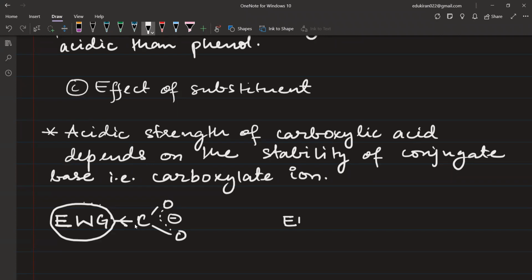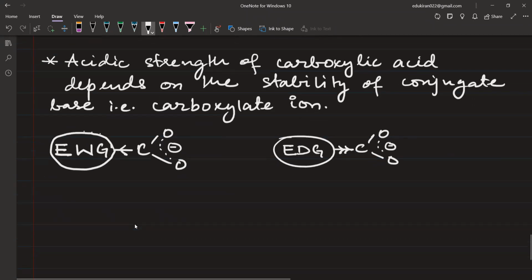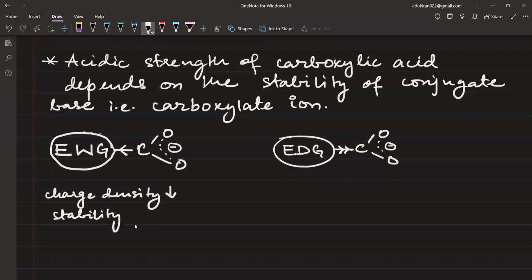And if you have electron donating group on carbon atom, this is going to give electrons to the carbon atom and increase the electron density. So what is happening? The charge density decreases when you have electron withdrawing group. If the charge density decreases, stability increases and acidic character increases. Acidic strength increases. Acidic strength increase करने से क्या होगा?